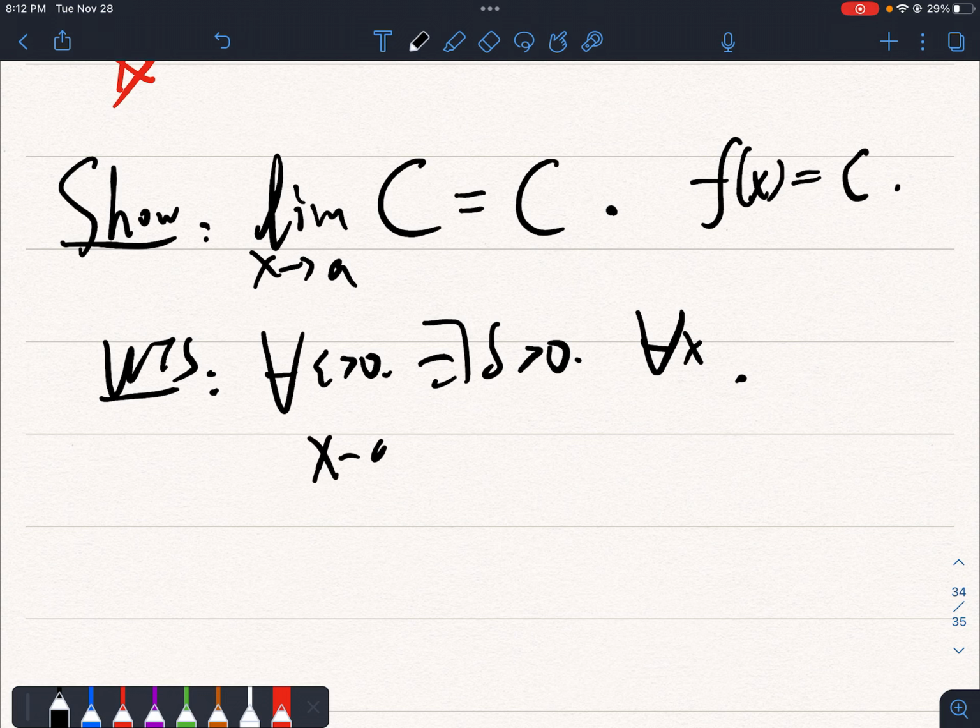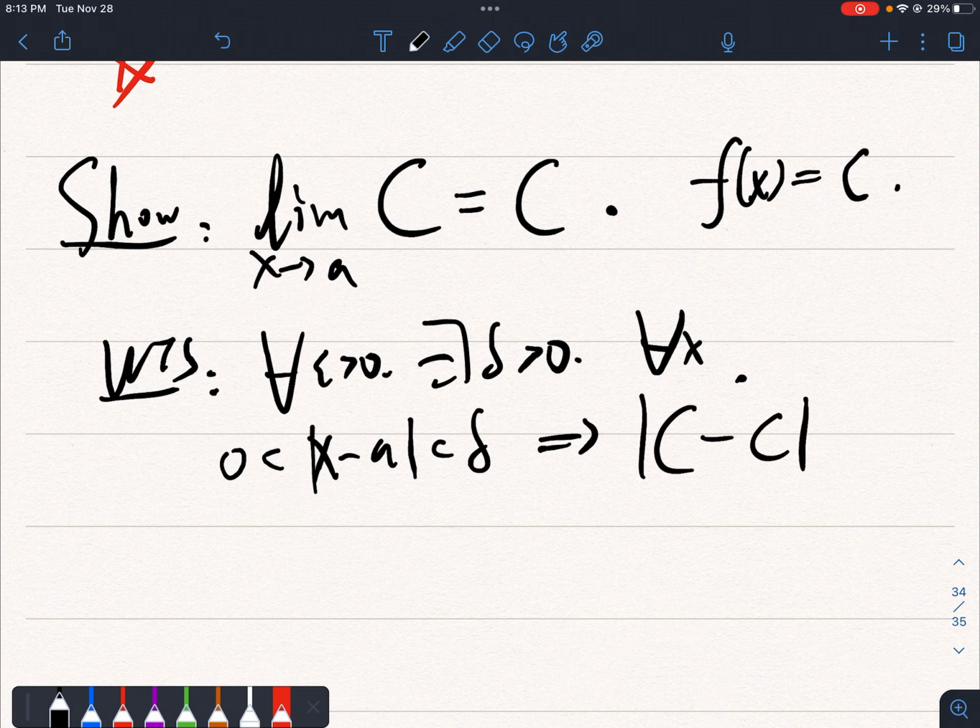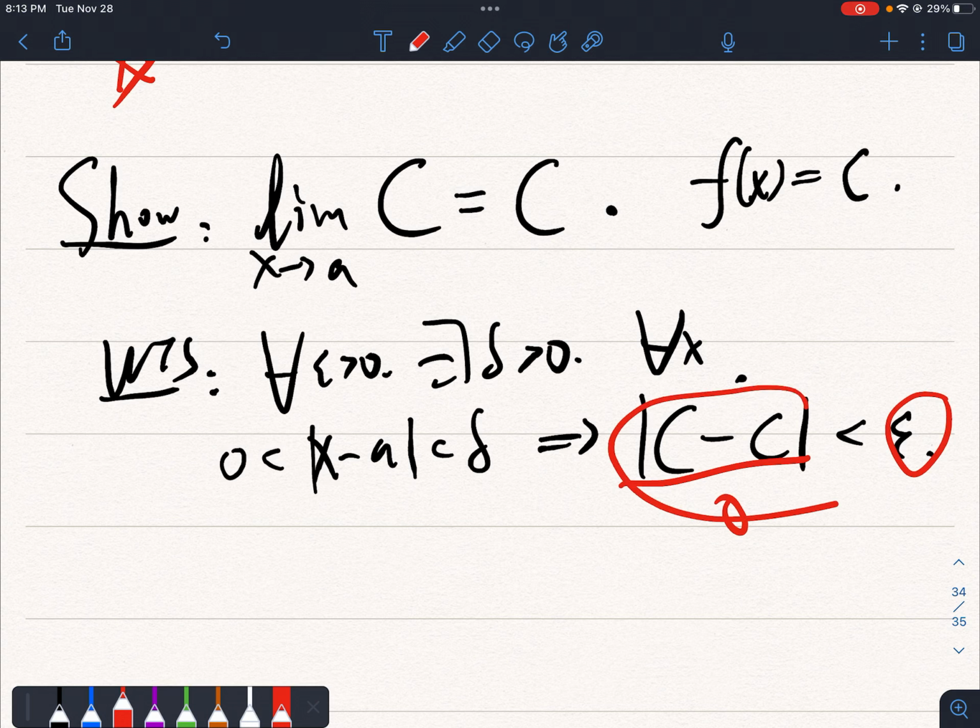Because it's a crash course, as I said. And what we want to show is that if x is close enough, if this is bigger than 0 and less than delta, then we want to show that the value, which is c, minus the value at c should be less than epsilon. Right here, this is the f of x. But it's a constant function, so it's always c. So then you can see it is trivial, because this is 0. And 0 is less than any positive epsilon, which means this is always true. Which means whatever x is, this is true. Which means you can just take any delta. So for example, you can take delta to be 1.